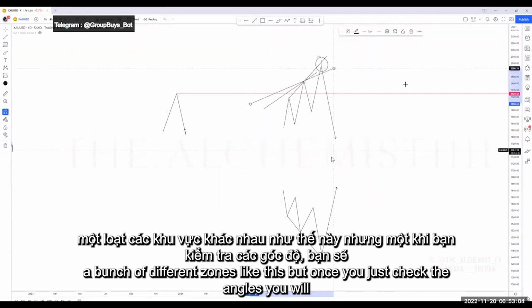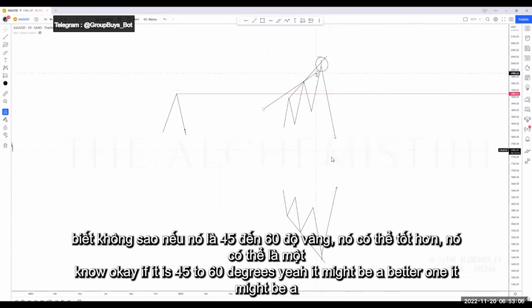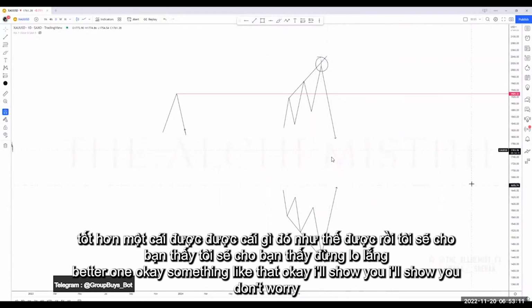But once you check the angles, you will know, okay, if it is 45 to 60 degrees, it might be a better one. Something like that. I'll show you, don't worry.